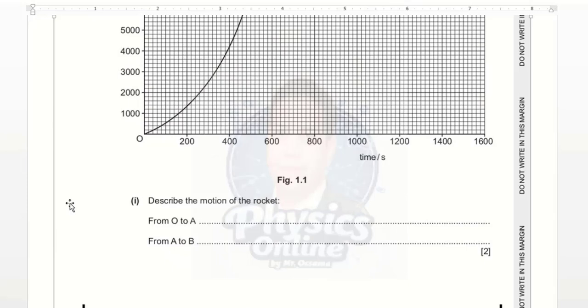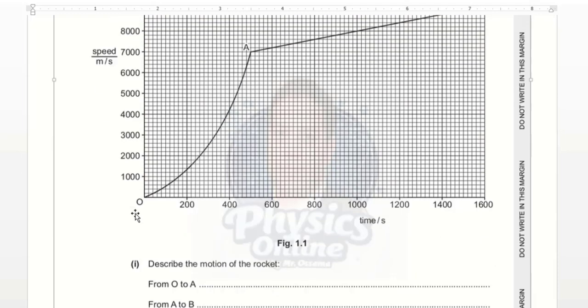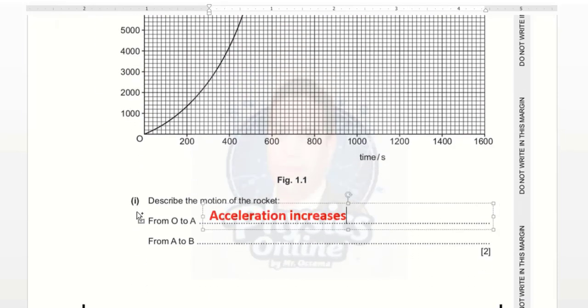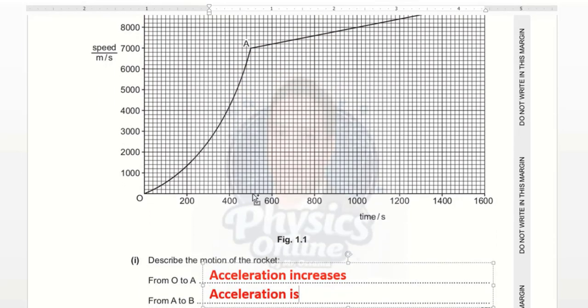Describe the motion of the rocket from O to A. From O to A, as you see here, the speed increases with a curve. A curve here means the acceleration itself increases. So acceleration increases. From A to B, speed also increases, but in a straight line. So it shows that the acceleration is constant.